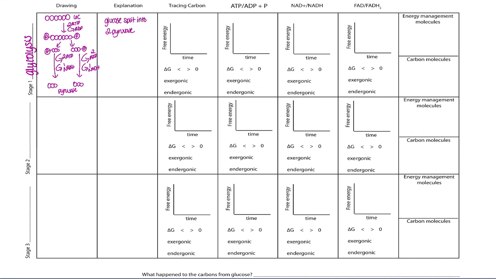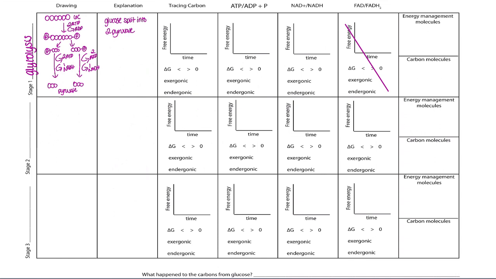In this scaffold, we have a couple of different columns. We have ones that allow us to trace our carbon or our matter, and we have a column for ATP, NAD+, and FAD. So in glycolysis, we can go ahead and cross out FAD because we don't work with that energy management molecule in stage 1. So we're going to focus on the other 3 columns.